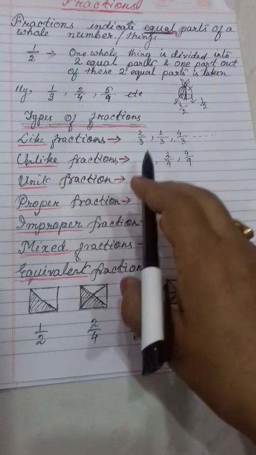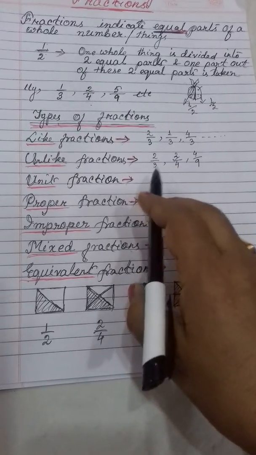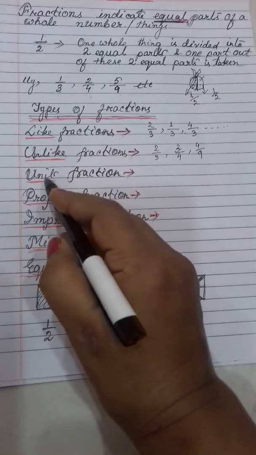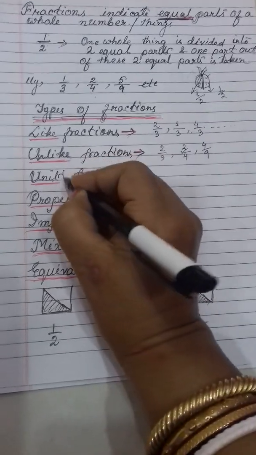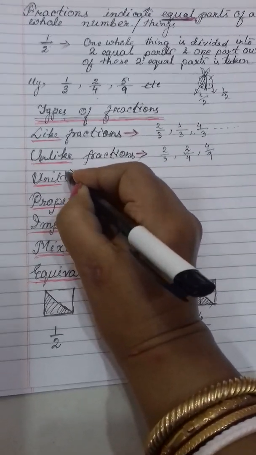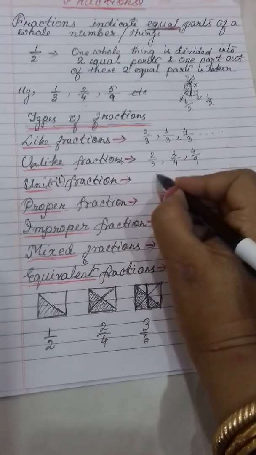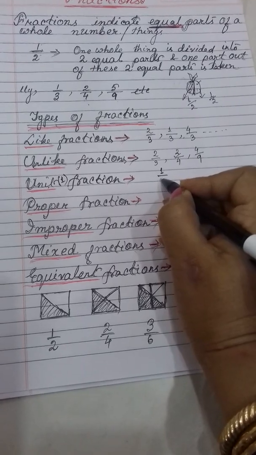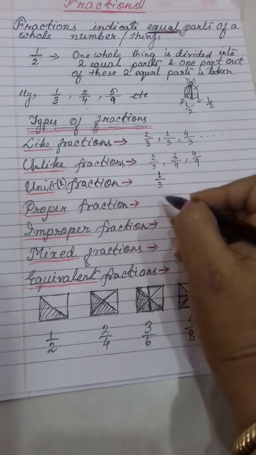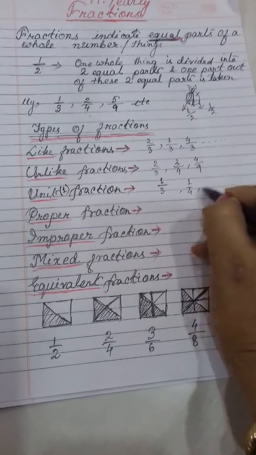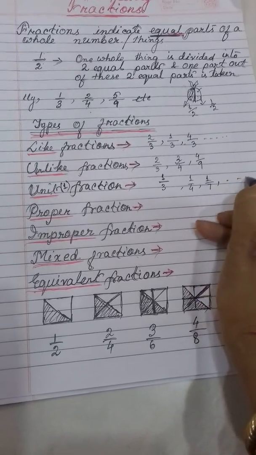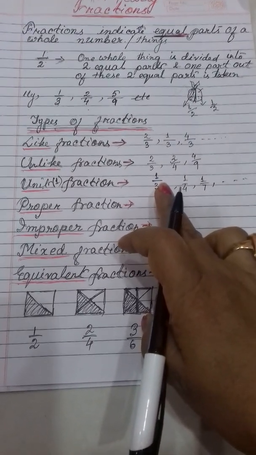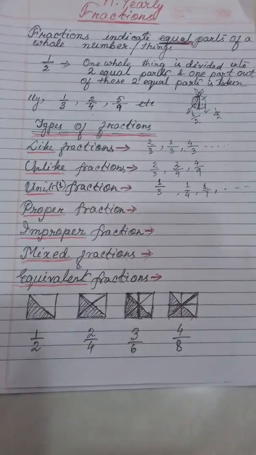Numerators are also different. Sometimes it may be equal, no problem. But denominators must be different. Next, unit fraction. In mathematics, unit means 1. Okay? Unit means 1. So, unit fraction means whose numerator is 1. Denominator may be any number, 3, or you can consider 4, or you can consider 7, whatever. But numerator must be 1. That type of fraction is known as unit fraction.